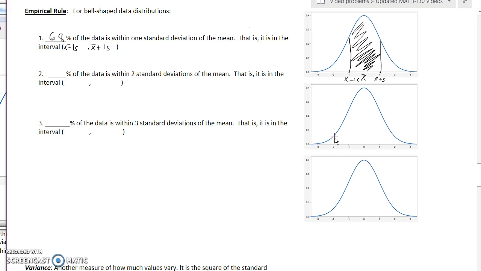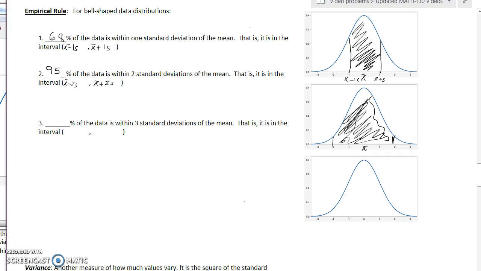So now the next question is, what happens if I go out 2? You can see if we have the mean here and I go up and down 2, we're going to have even more of the data, right? So this is a lot. How much of the data is within 2 standard deviations of the mean? Within 2 standard deviations of the mean, we have 95%.